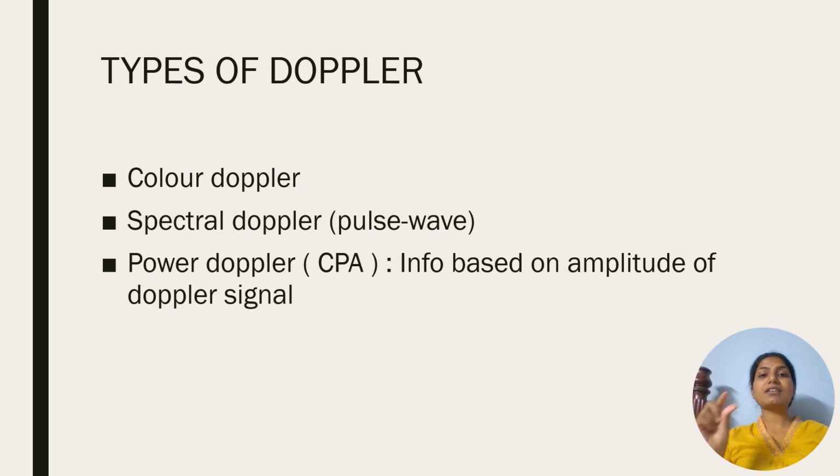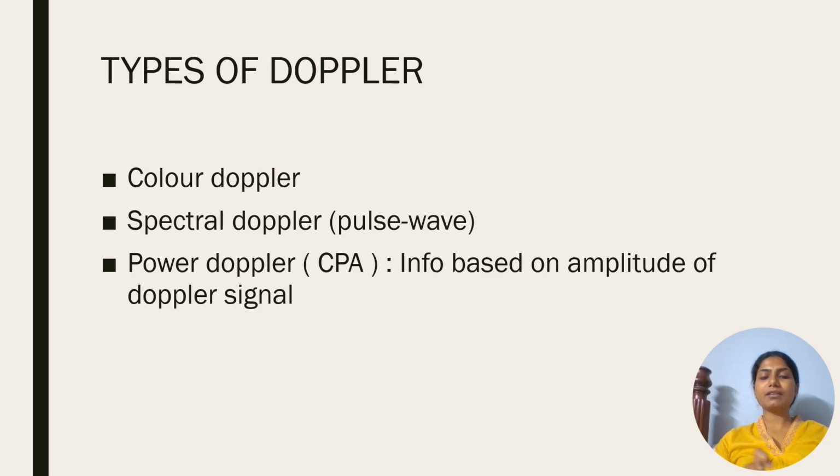Even if it takes up blue color, it is still an artery, because blue is not telling you that it's an artery or vein. It's just telling that the blood flow is moving away from the transducer. This is a very important and very basic thing that you have to understand. So this is the color flow Doppler.